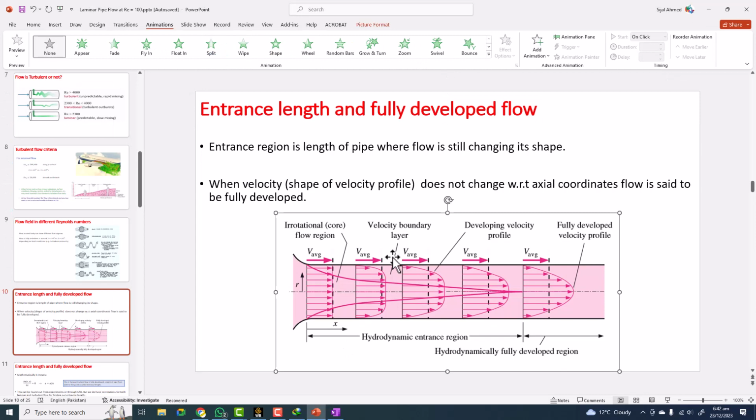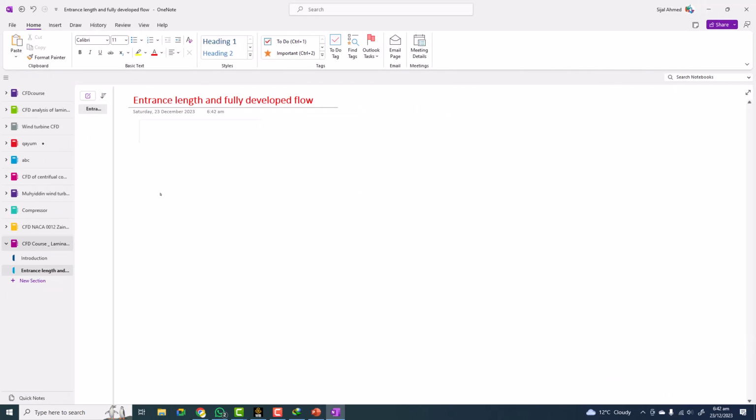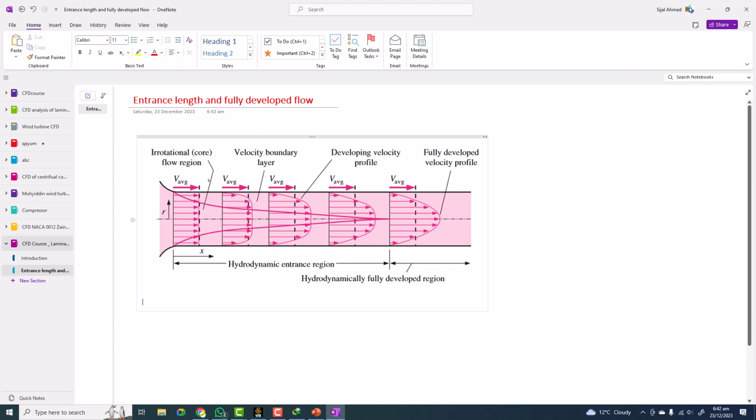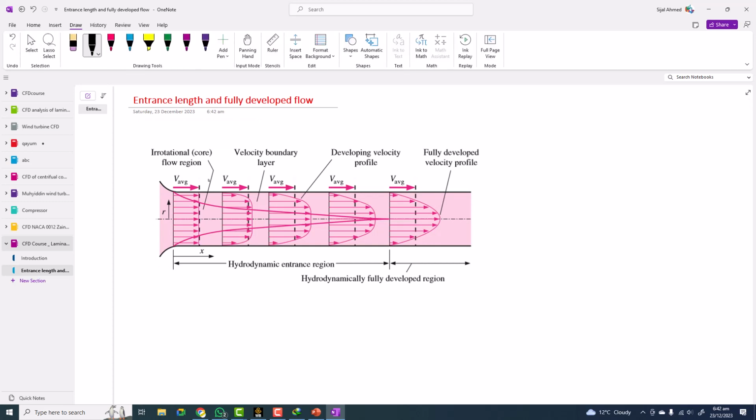So let me take this picture from here. Okay, so what is happening? So let me draw one circular cylinder by myself. So this is the case here.